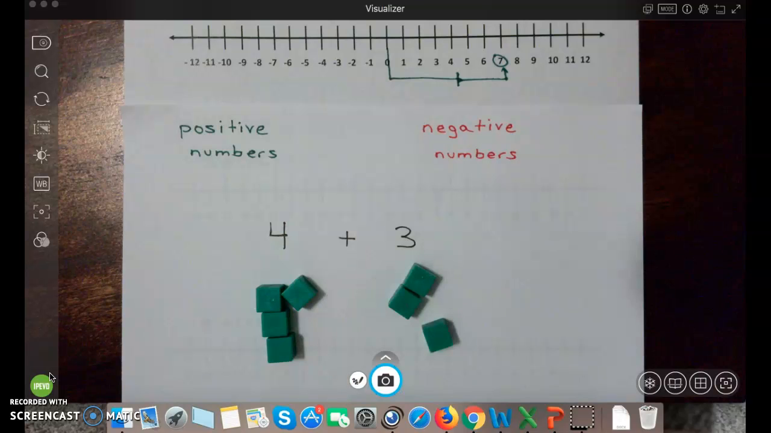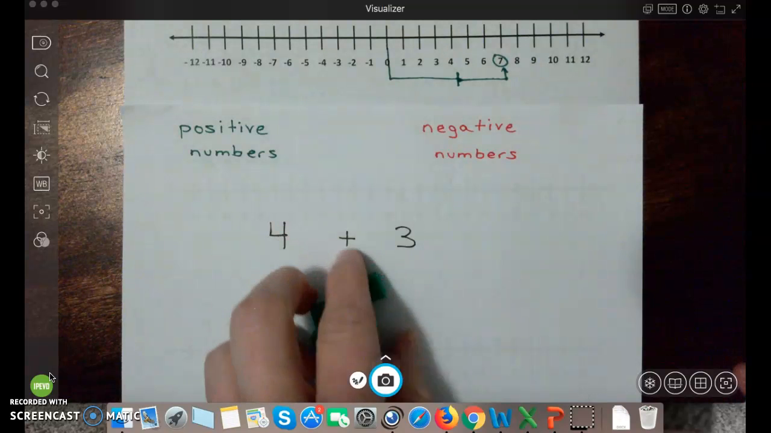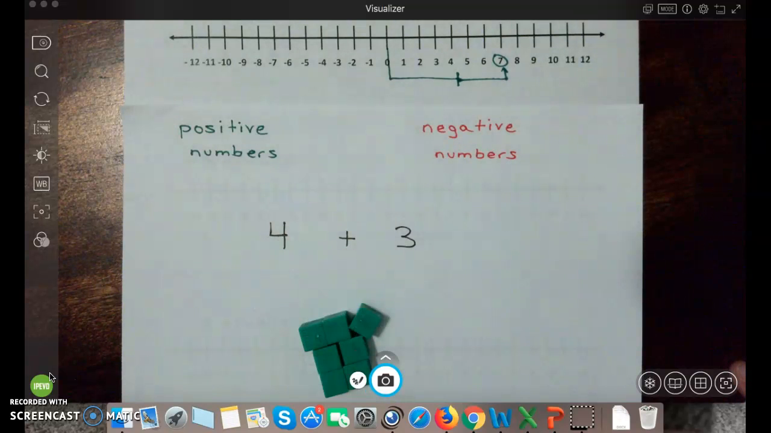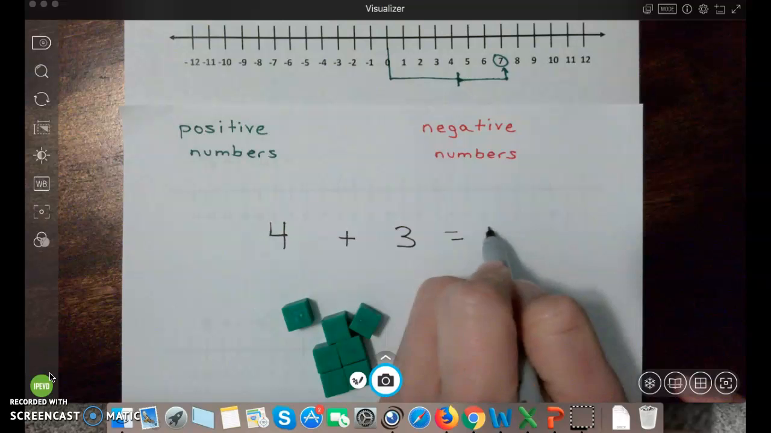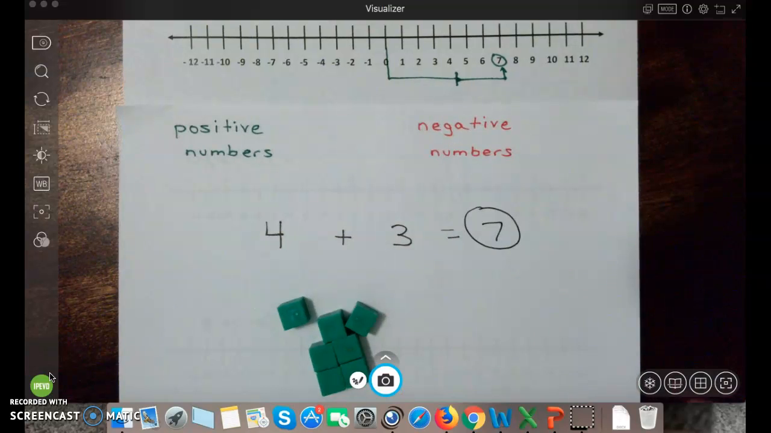So there they are. And because all of my cubes are the same color, all I want to do is put them together and count how many I have. So 1, 2, 3, 4, 5, 6, 7, and my answer would be positive 7. All green means add them together and the color doesn't change, it stays green.